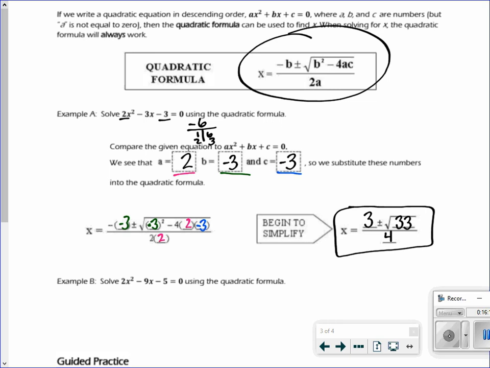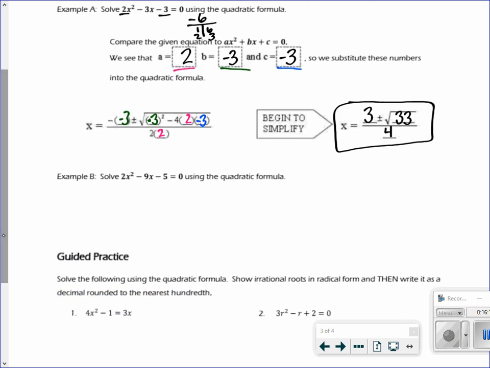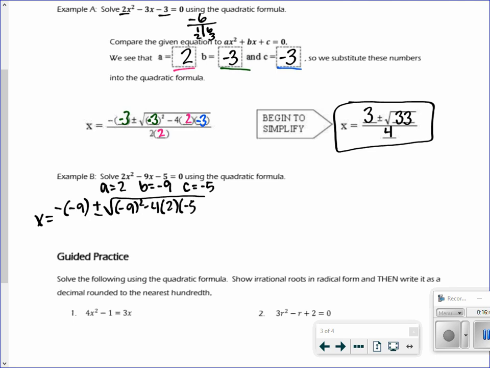So we're going to do the next one. We're not simplifying that first one anymore. That's it. On the next one, example B, is that in standard form? Yes. What's the A value? What's the B value? What's the C value? Okay. So x equals a negative b plus or minus the square root of b squared minus 4ac all over 2a.